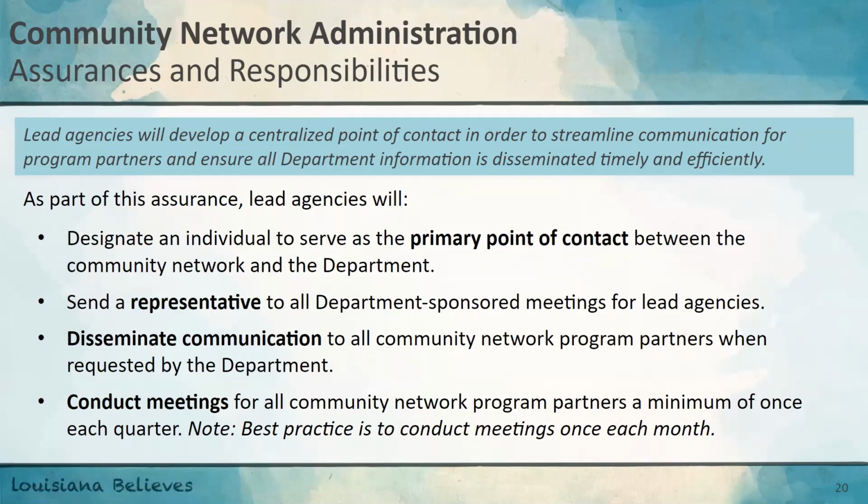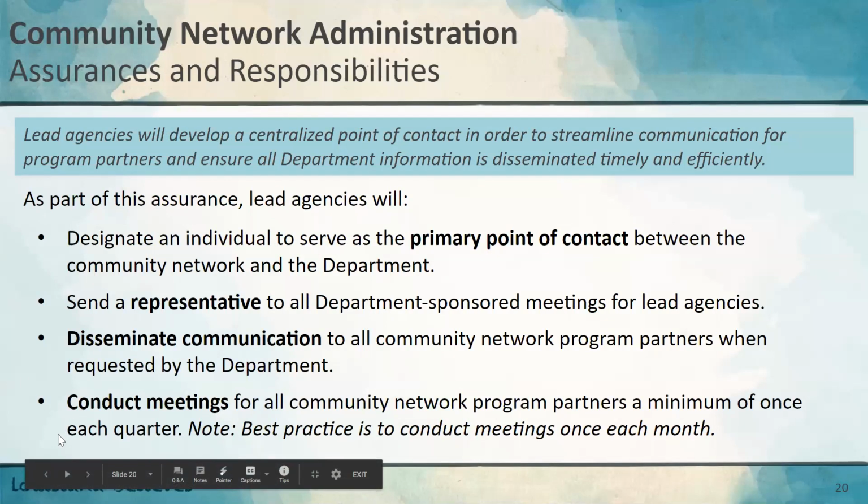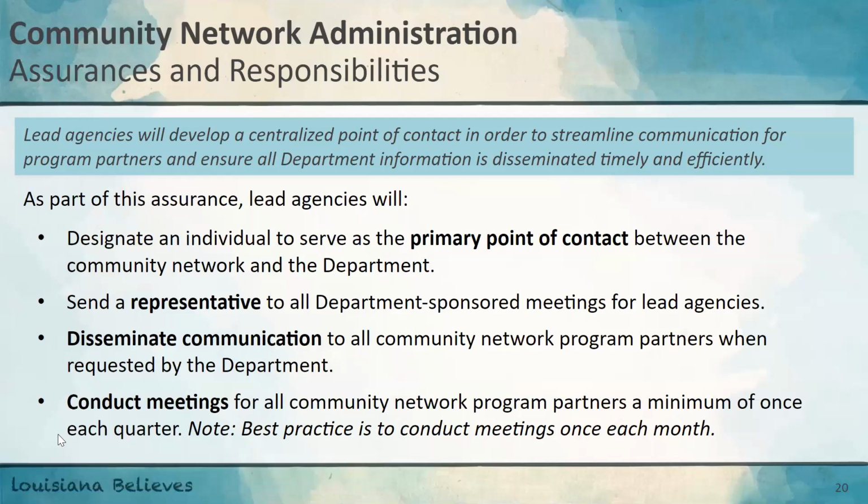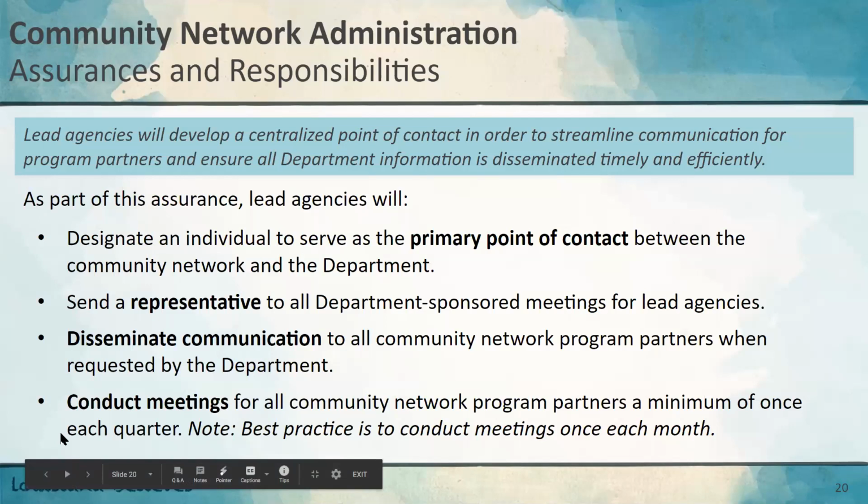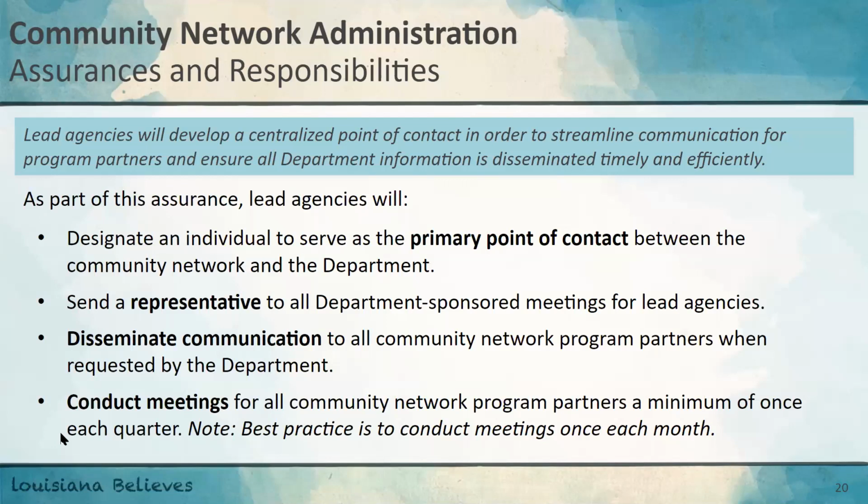So these assurances and responsibilities are still within your network administration realm, but they have to do with developing that centralized point of contact that I talked about earlier that is really used to streamline communication for your program partners. As part of this assurance, lead agencies will designate an individual to serve as their primary point of contact between the network and the department. Agencies will also need to send a representative to all department-sponsored meetings for lead agencies.